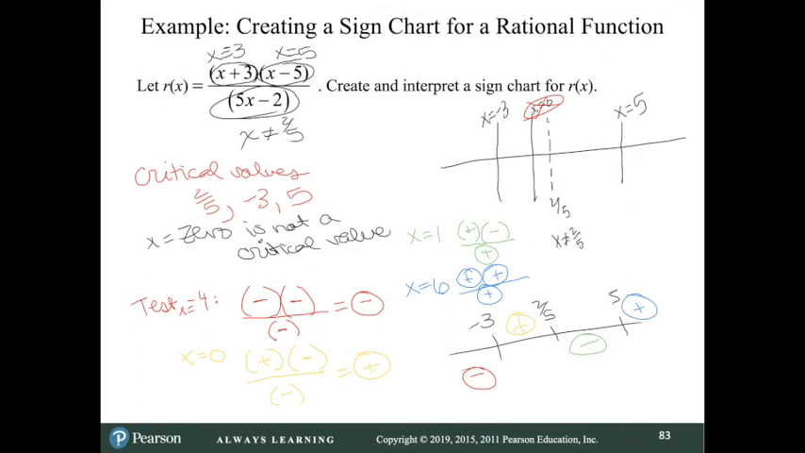Okay, so what does this mean? Well, it means that my graph is going to do something. Remember, this was an asymptote, like this.